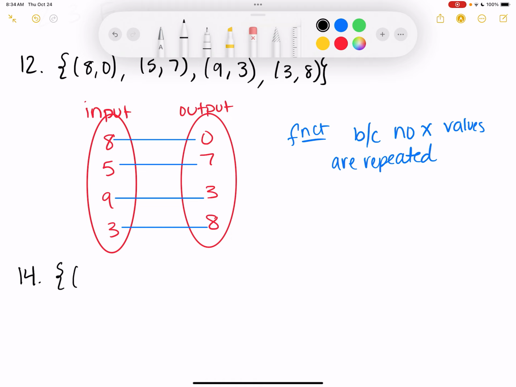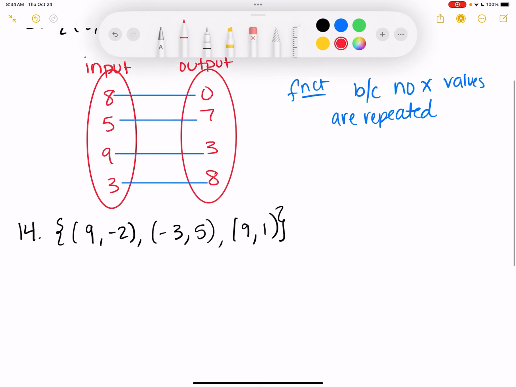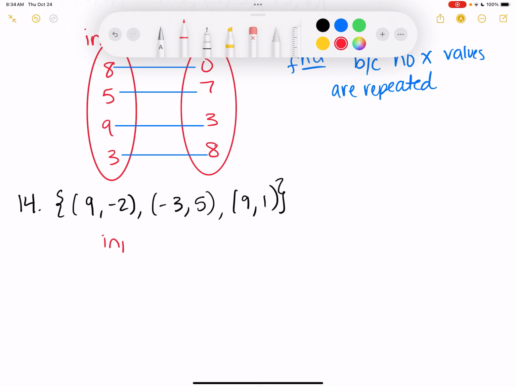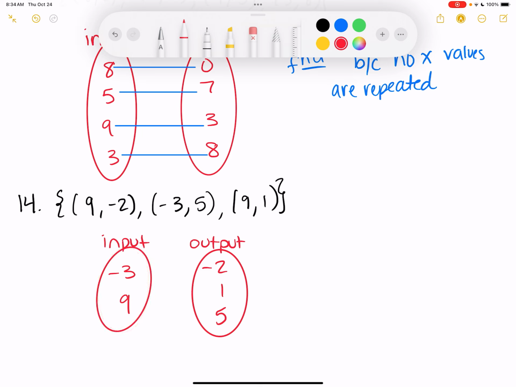I've got 3 points on this one. (9, -2), (-3, 5), (9, 1). So input, output. I've got -3 and 9. And then I've got -2, 1, and 5. So I'm actually doing these ones in numerical order. Again, I don't care if you do or don't, as long as you show it. But I've got 9 goes to -2, -3 goes to 5, and then 9 goes to 1.